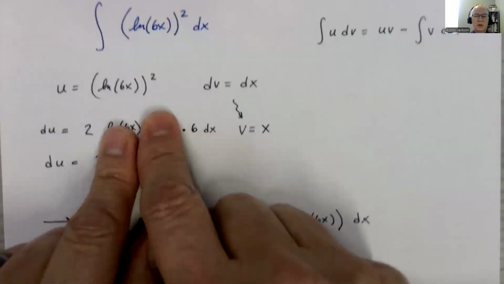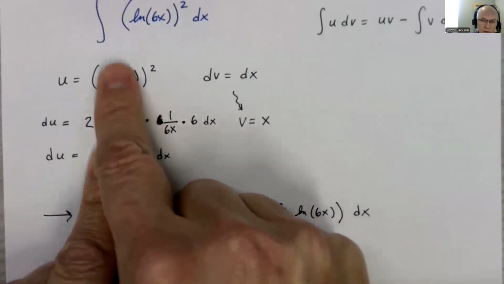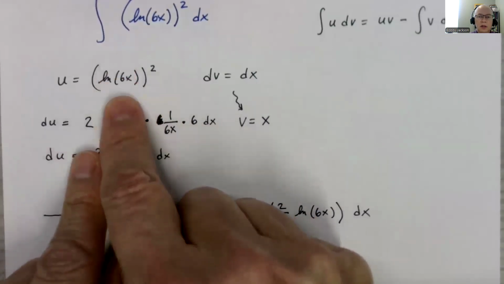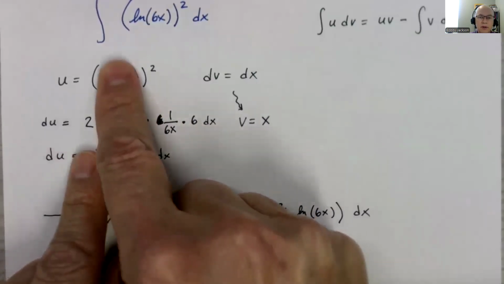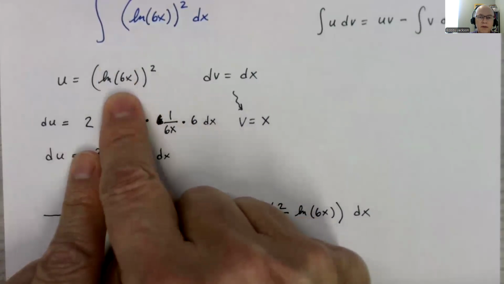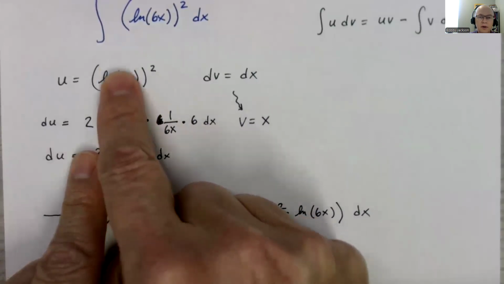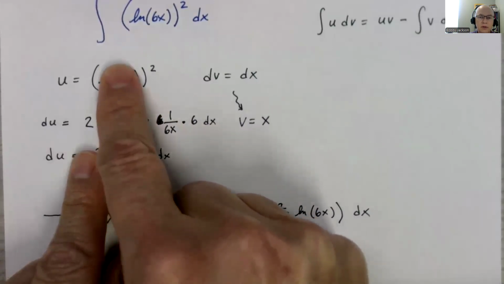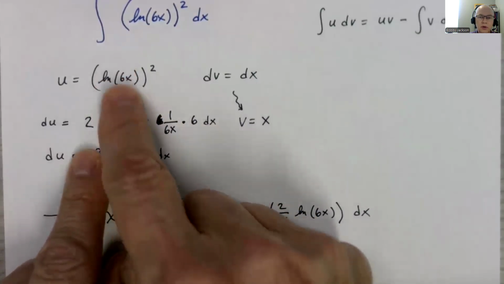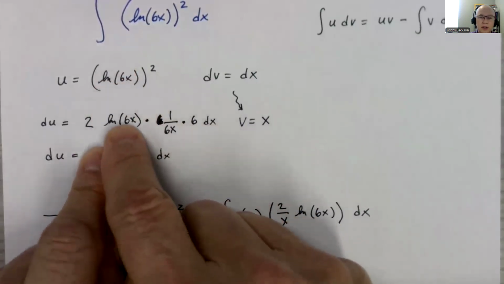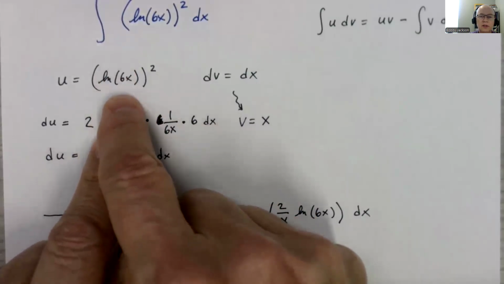This is a little more tricky because we've got to use the chain rule when we take the derivative. The chain rule says take the derivative of the outer function, which is u squared, evaluated at the inner, times the derivative of the inner. So the derivative of u squared is 2u, where u is the natural log of 6x, times the derivative of natural log of 6x.